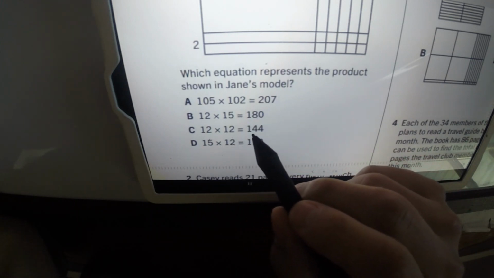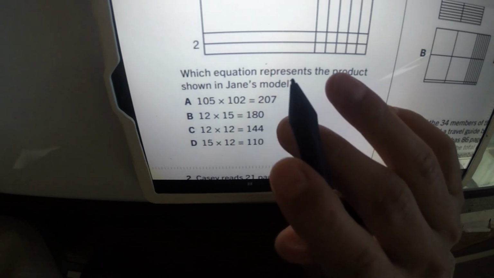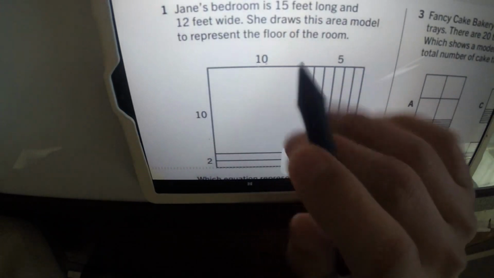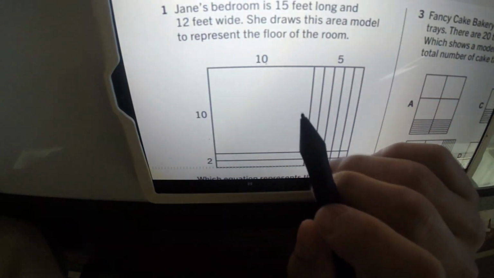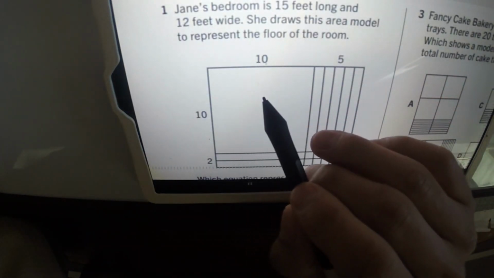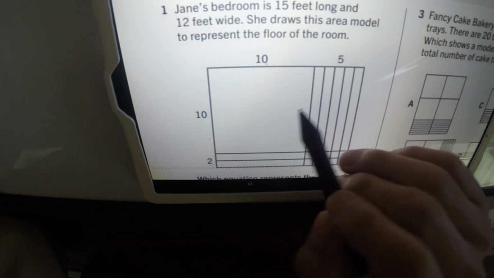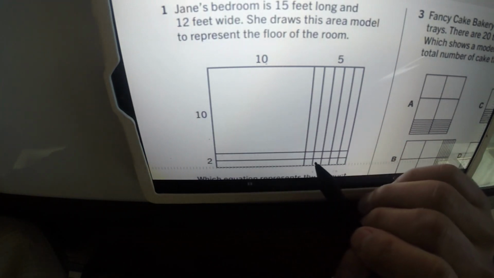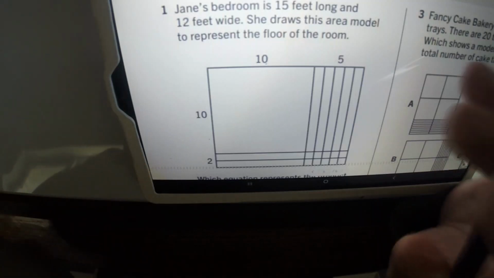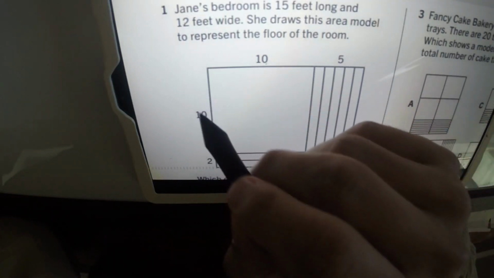So you need to do the math for that. So again, you're gonna take 10 times 10, the answer for that, plus 10 times 5, plus 2 times 10, plus 2 times 5. It's not complicated. Or you can just do the street math, 12 times 15. Okay, they're not complicated. That's number 1. Number 2.